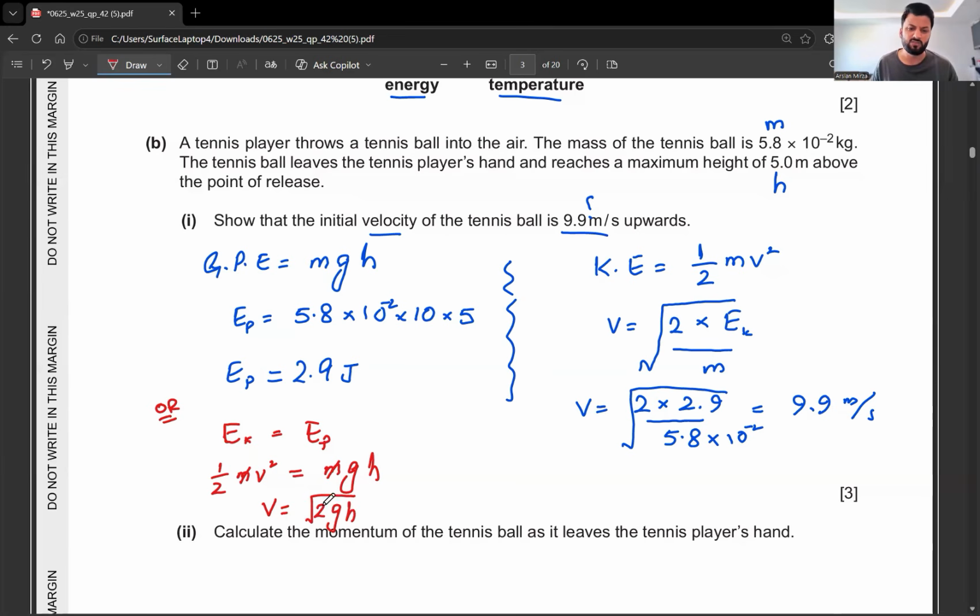This is the easy way you can solve by using this. And by putting the values 2 times 9.8 times 5, you will get 9.9. I think the red one is the easy way. So you can solve by using this method.